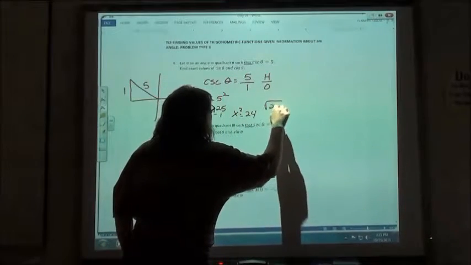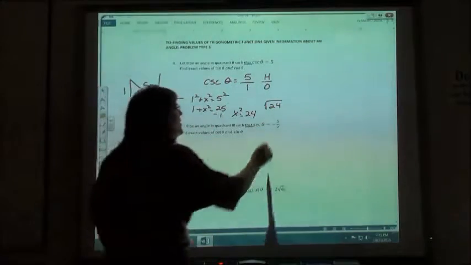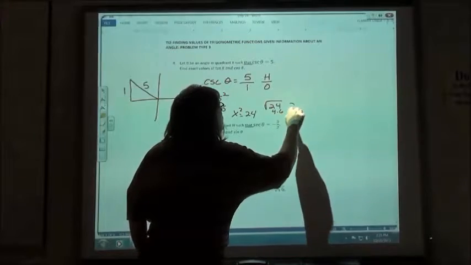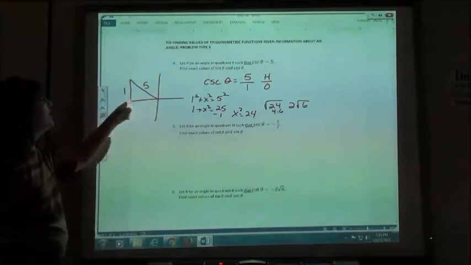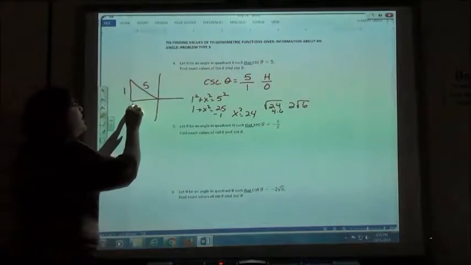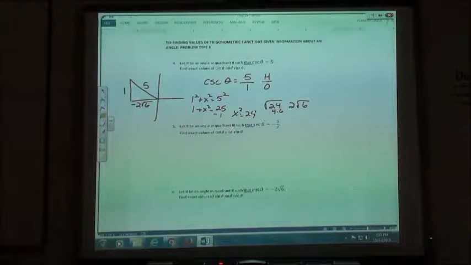I'm going to do the square root of 24, and I can simplify the square root of 24 because it is 4 times 6, so 2 square root of 6. Now this is going in the negative direction, so I'm actually going to use negative 2 square root of 6 in my reference triangle.